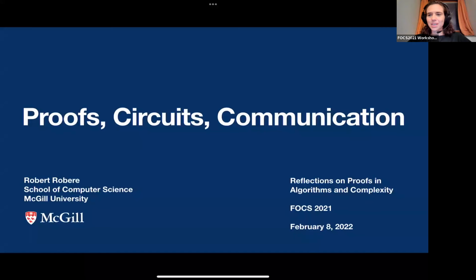Okay, so welcome everyone to this third session of the Proof Complexity Workshop. Today we'll have two talks. One is by Robere, continuing on the TFNP topic we had in the last session. He'll be talking about proof circuits and communication. And then Jan Krajcek will be talking about proof search in the second part.